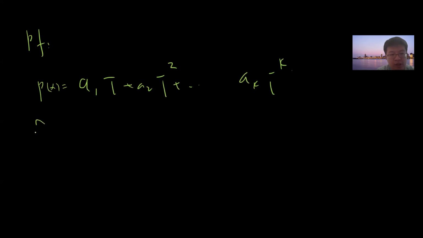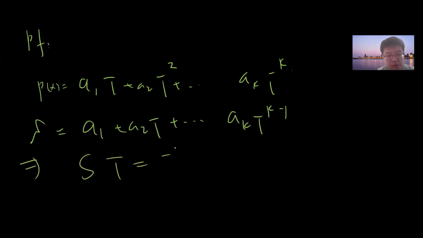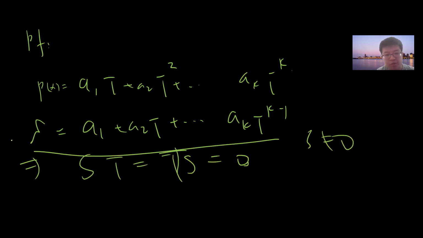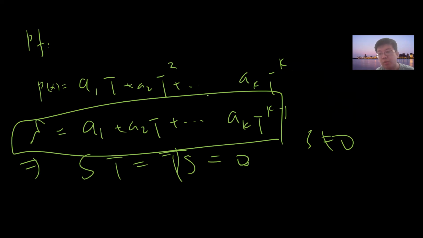And then you can define S to be a1 plus a2 t up to ak t^(k-1). Okay, so check by yourself. ST and TS is 0, right? And S will be non-zero because if S is zero, it violates minimality.